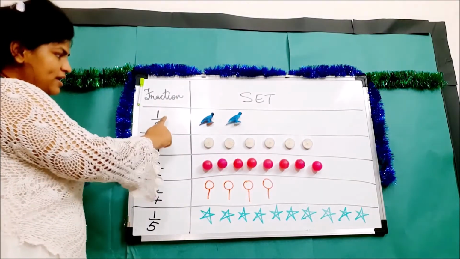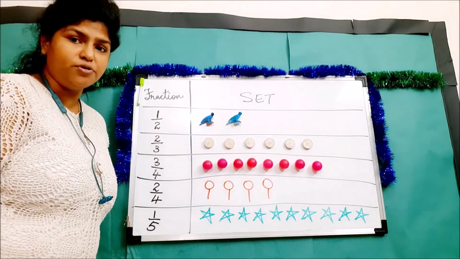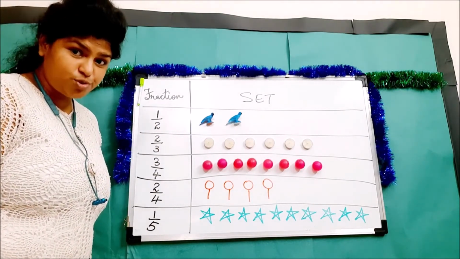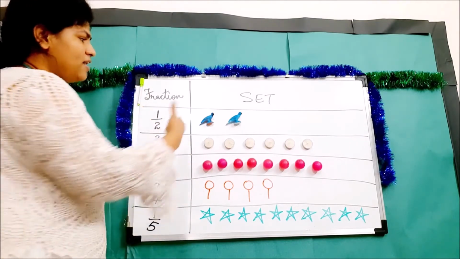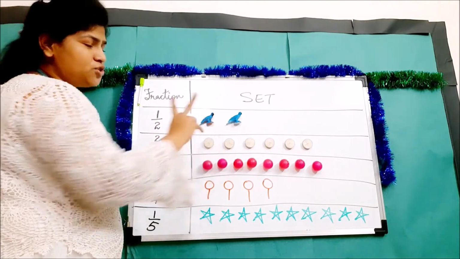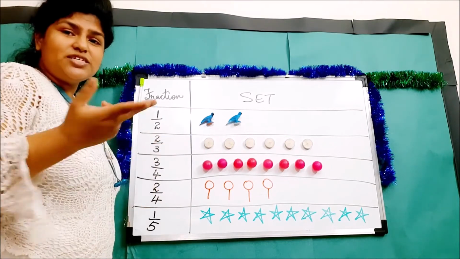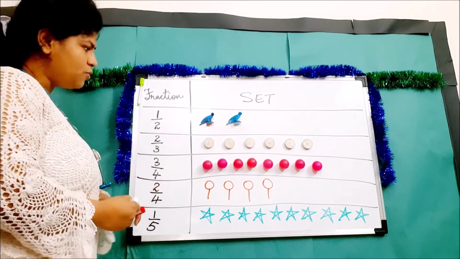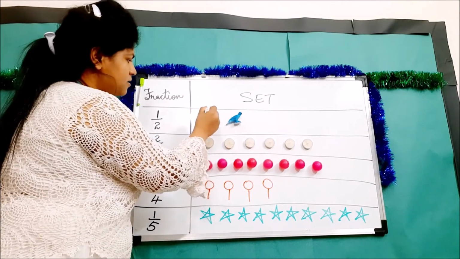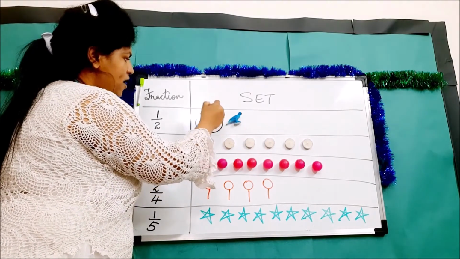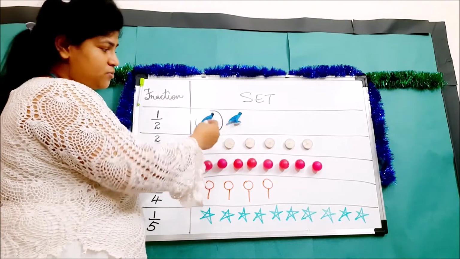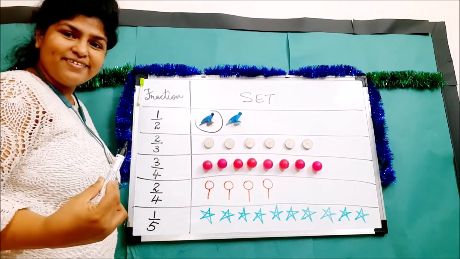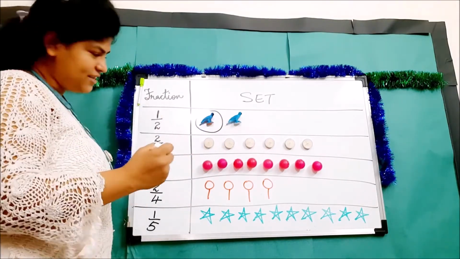Okay, so right now the fraction is 1/2. I have to show that हम दो में से एक. And in front of me, I naturally have just 2 birds. So it's easy for me to tell. So I will circle 1 bird. And so done. एक. 2 में से एक. Clear? Let's go to the next one.